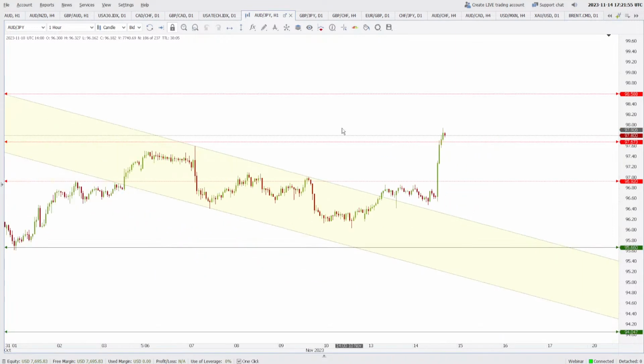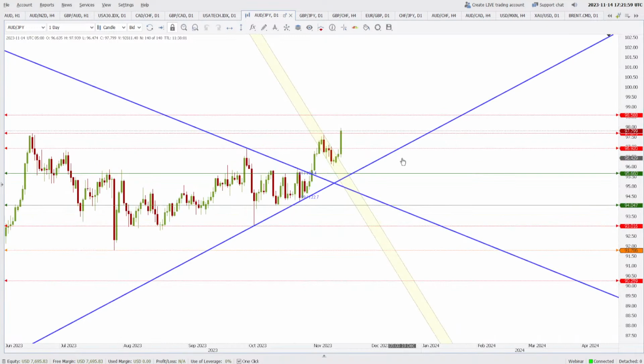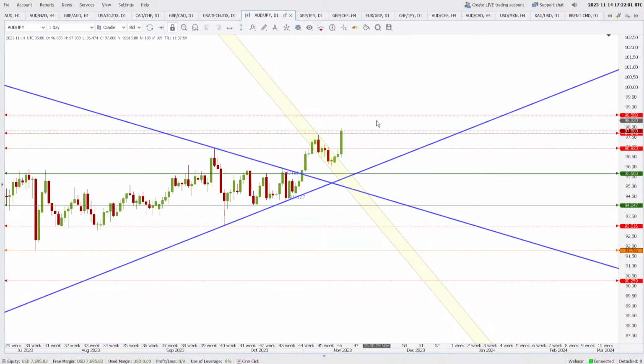AUD-JPY, we are buyers in this market. We have been buyers for a long time. And yeah, now the next target is 98.58. The initial target was 97.67. That is taken out now. Any close above that will open the way for 98.58.